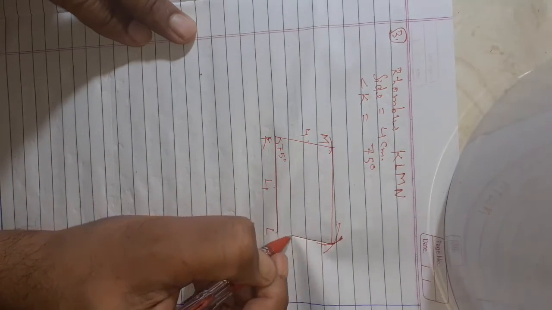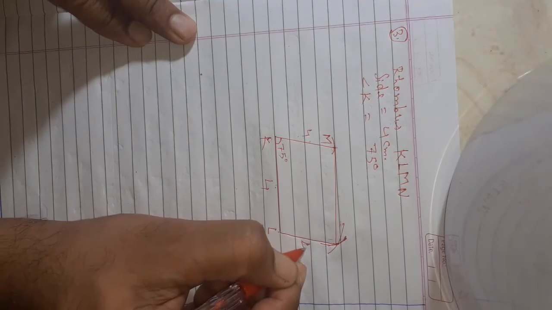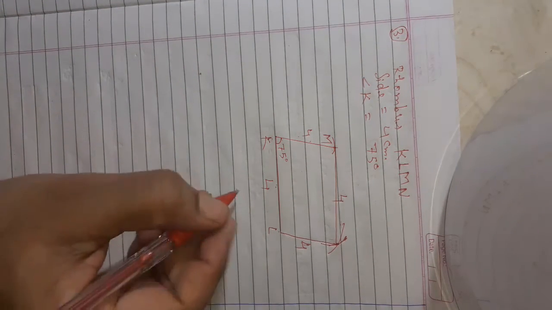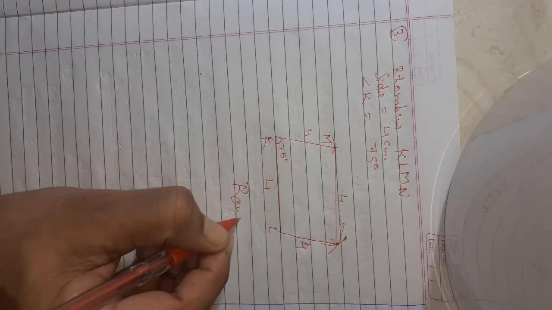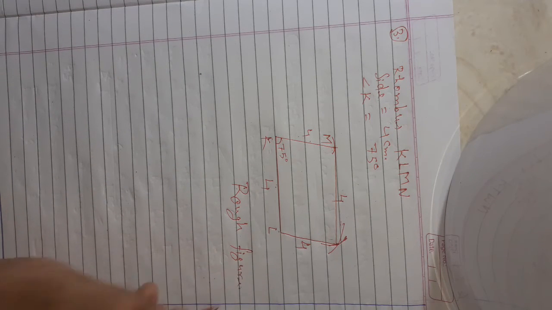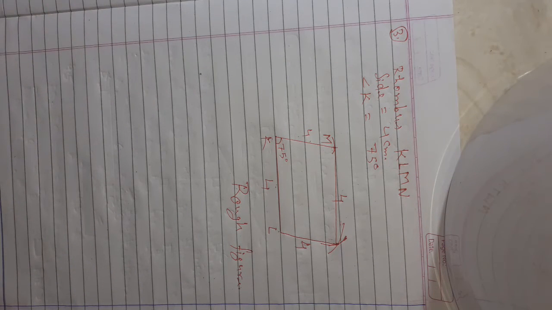Clear? So this was your 4 centimeter. This also will be 4 centimeter, because you have taken an arc of 4. Okay, so this is your rhombus. Clear? So this is the actual rough figure I told you. I have given you an idea of how you have to start. Okay. So you understood.